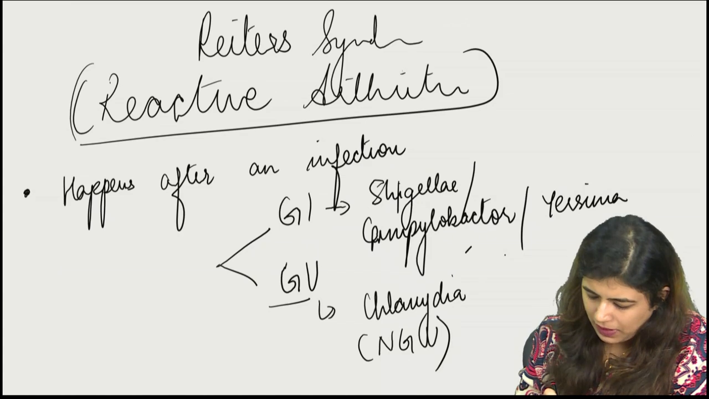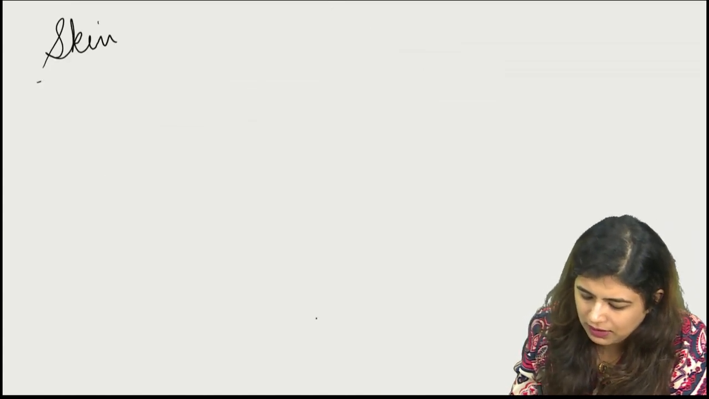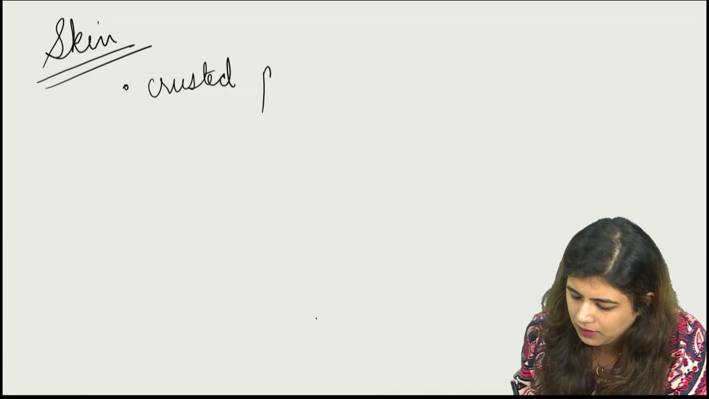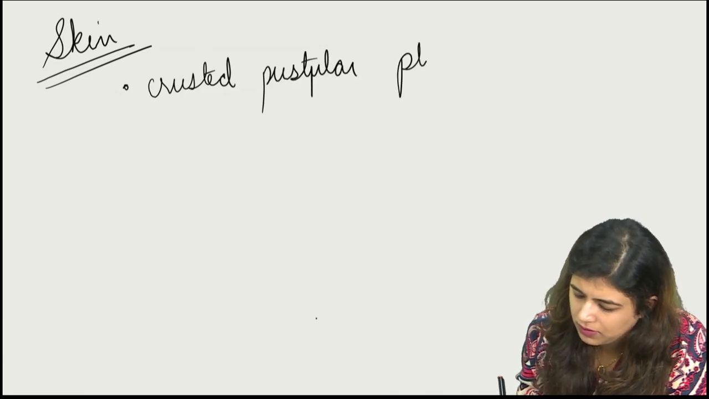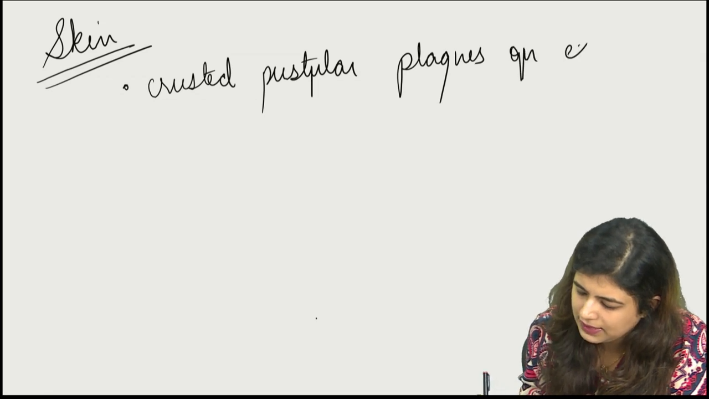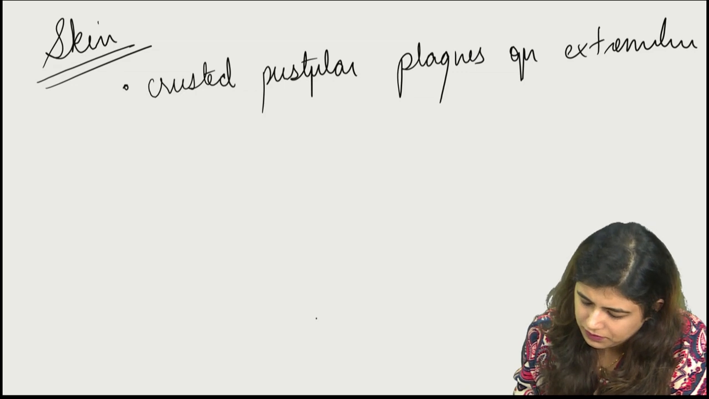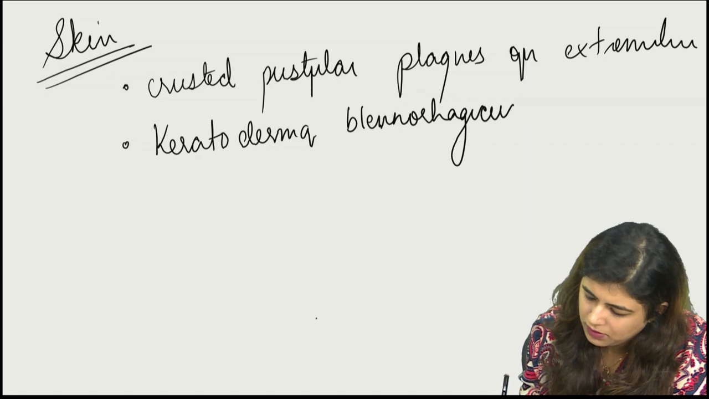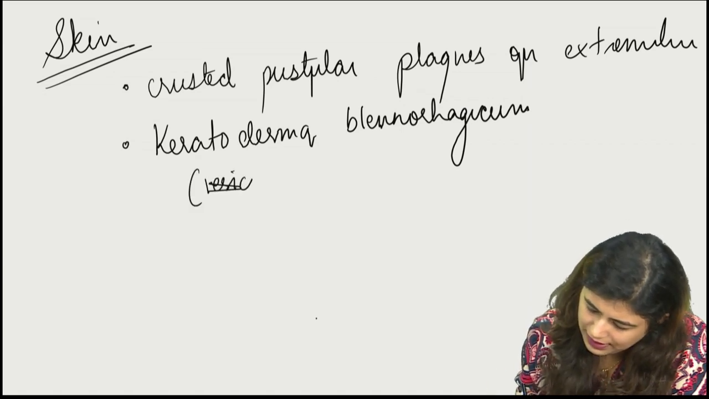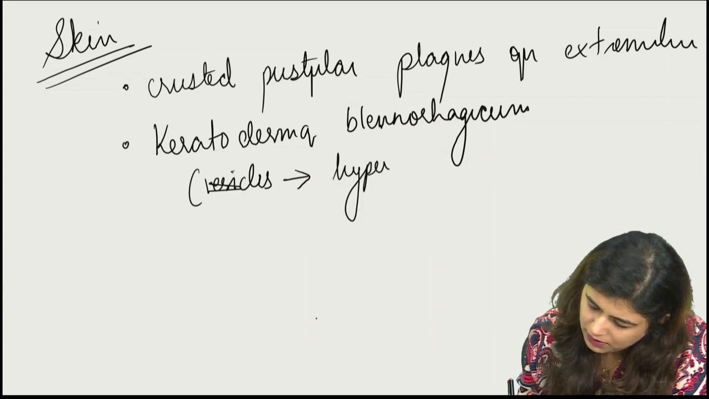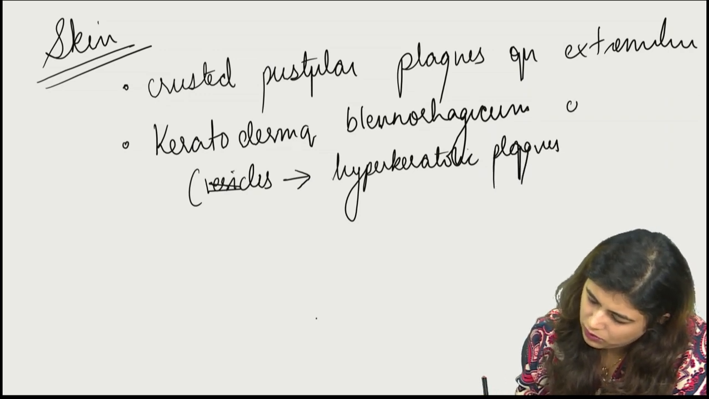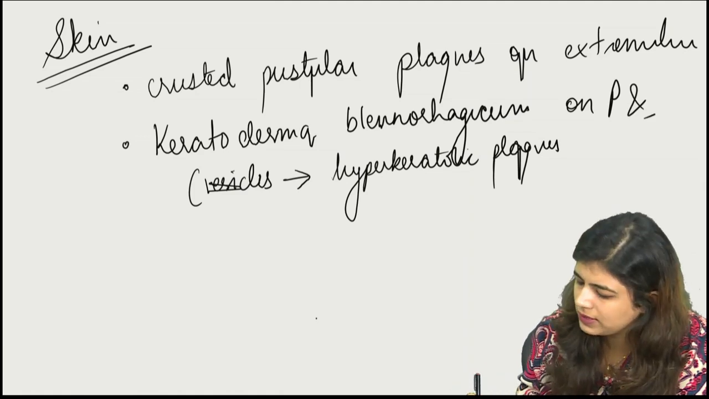What apart from this? Apart from this, you may also have certain findings on the skin. The findings on the skin mostly resemble that of psoriasis. You may see crusted pustular plaques on the extremities. Then on the palms and soles, there is keratoderma blennorrhagicum, which starts as vesicles but then becomes hyperkeratotic plaques seen on palms and soles.